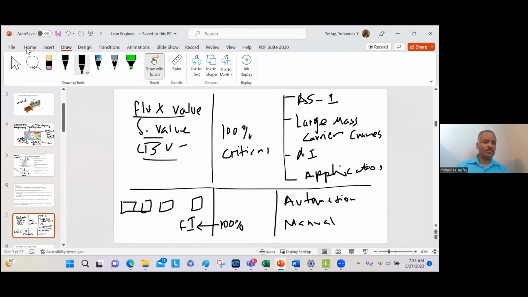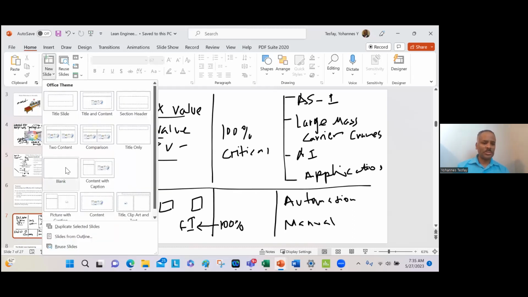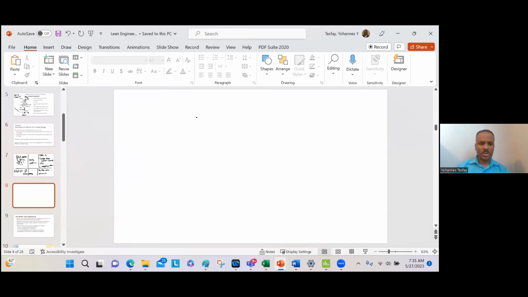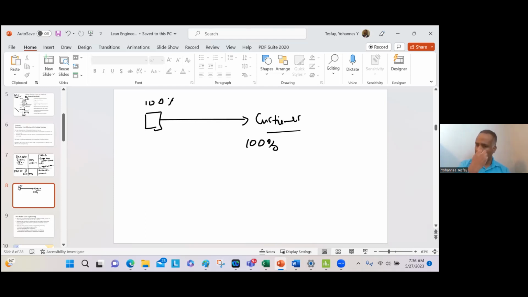When we ship the part to the customer, we have already done 100% inspection here. They also do 100% incoming inspection, because part 2 is very critical. They're going to do 100% incoming inspection.